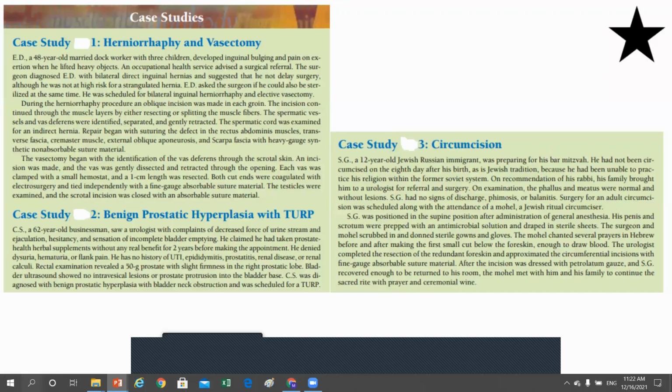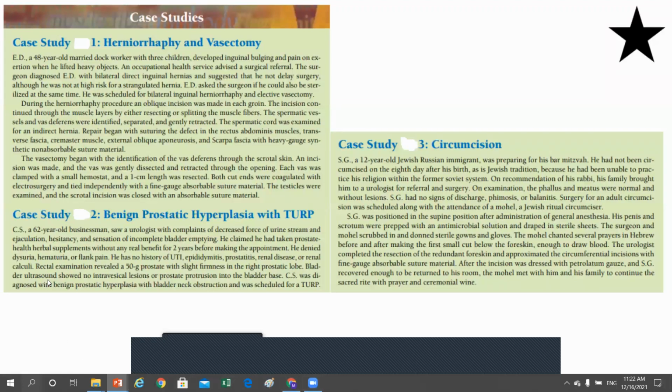So urine will not pass freely through this space, because instead of this size, it has become very small. So urine has to be pushed through this small space. So the stream, when the urine is falling down, becomes weaker. So there is decreased force of urine, and the patient has to squeeze to pass the urine.